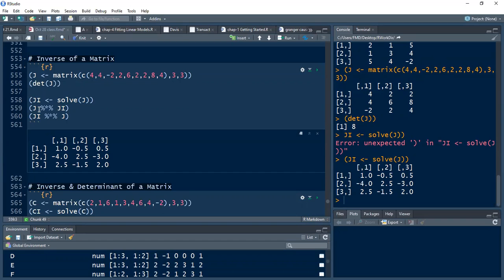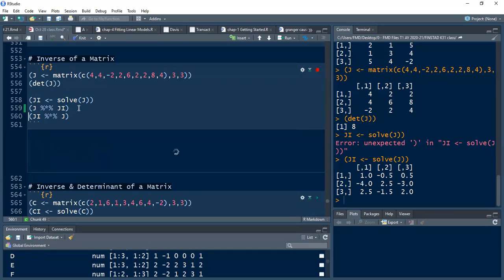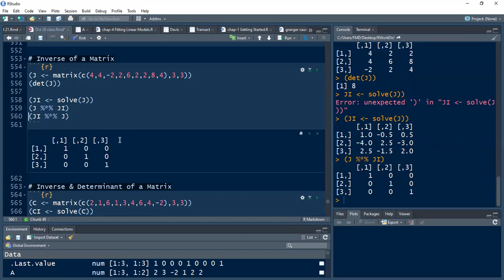This is J. So are these two matrices multiplicable? Yes, they are multiplicable. J is 3 by 3, Ji is also 3 by 3, so no problem with matrix multiplication based on the size. Let's multiply this, Control Enter. As expected, guys, J times Ji will give us an identity matrix. So that's the result when you multiply a matrix to its inverse.